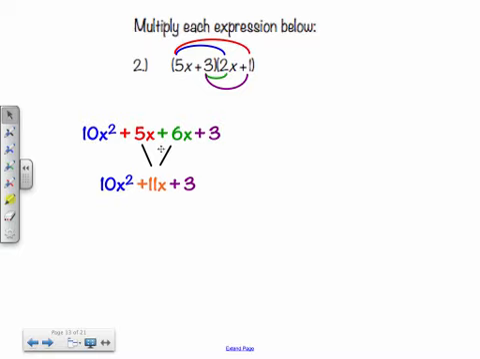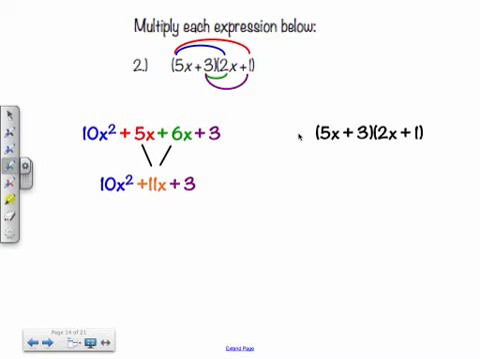So if you notice right here, when you multiply or distribute the 5x to the 2x plus 1, you end up getting 10x squared plus 5x. And then when you take the 3 and distribute it to the 2x plus 1 here, you end up getting 6x plus 3. You have your like terms 5x and 6x, and that's how you ended up getting the 11x. So in this example, the a was 10, the b was 11, and the c was 3.